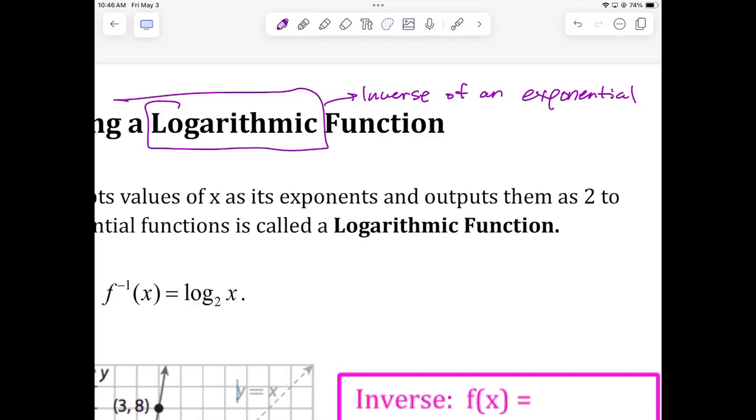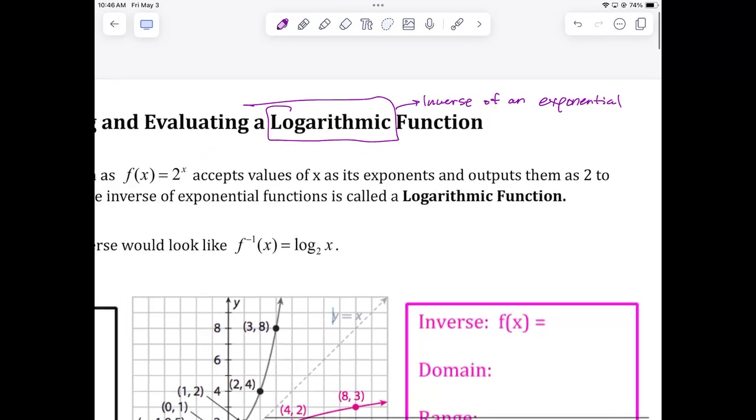What's the inverse of subtraction? Addition. What's the inverse of an exponential function? A logarithmic function. What's the inverse of a logarithmic function? An exponential function. They are each other's inverse, okay?